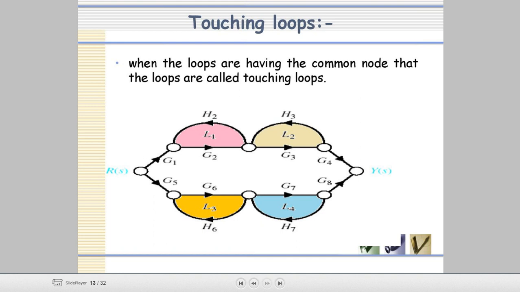Touching loops. Observe this diagram. When two loops have a common node, those loops are touching loops. Here we can see L1 and L2 are the loops. Both loops are combined by this node. L3 and L4 loops, both loops are combined by this node.